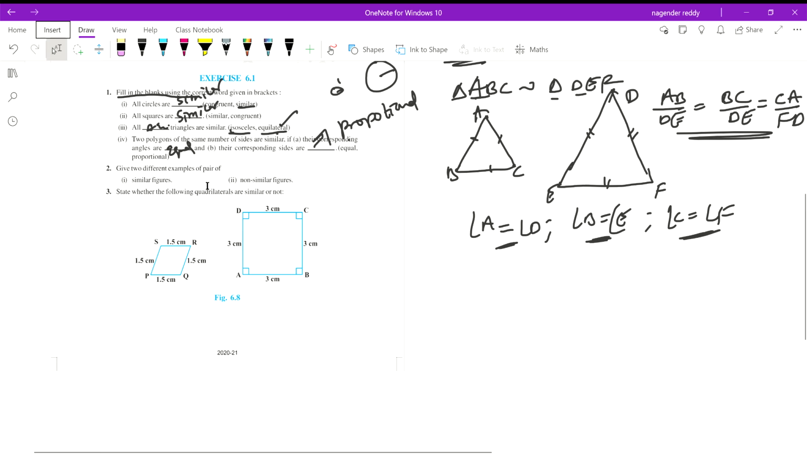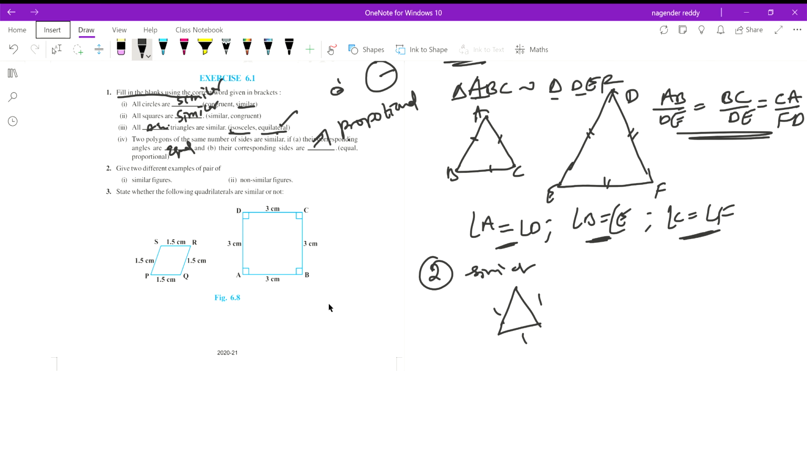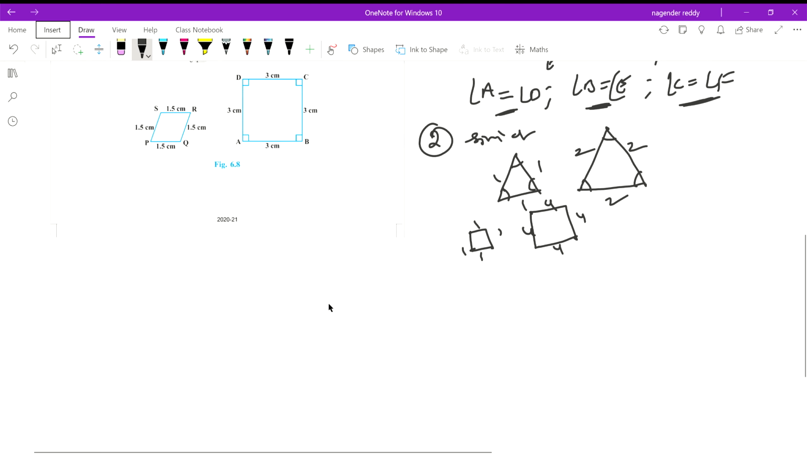Give two different examples of a pair of similar figures. Let us go for similar figures. I'll take an equilateral triangle, where all angles are 60 degrees, there is no doubt. And one more equilateral triangle with sides 2, 2, 2. Angles are equal because the angle must be 60 degrees in both cases. And one more example: take one small square and a large square. I'll go with 1, 1, 1, 1 and 4, 4, 4, 4. You can take the size, it depends on you.